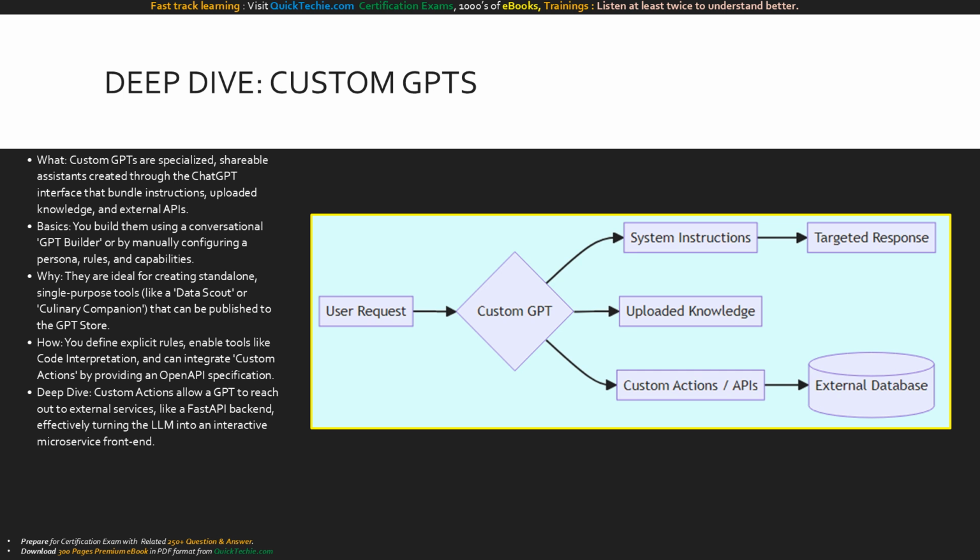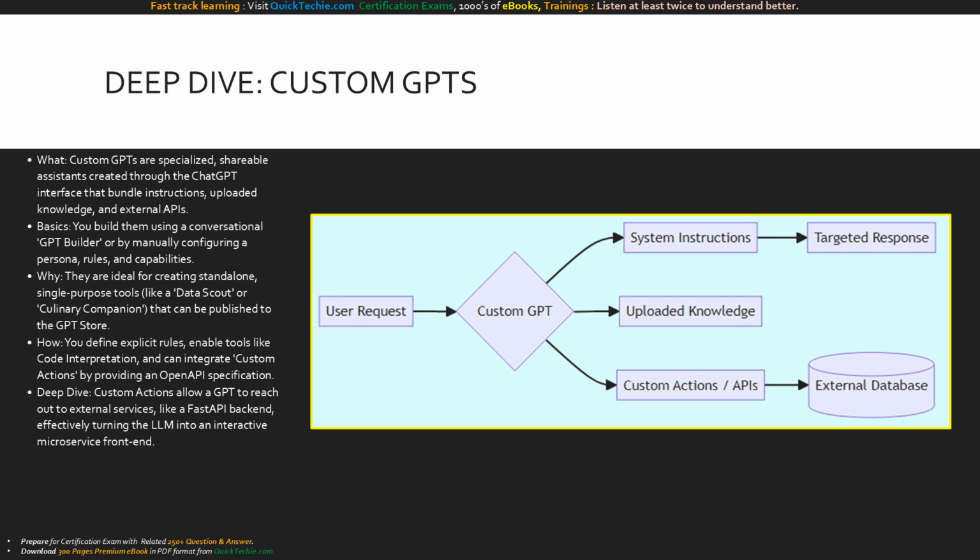For instance, you could build a data scout to analyze CSVs or a tool that connects directly to your company's database. This is achieved through custom actions, where you provide an open API specification, allowing the GPT to make live HTTP requests to external services. It essentially transforms the chat interface into a natural language front-end for your APIs.